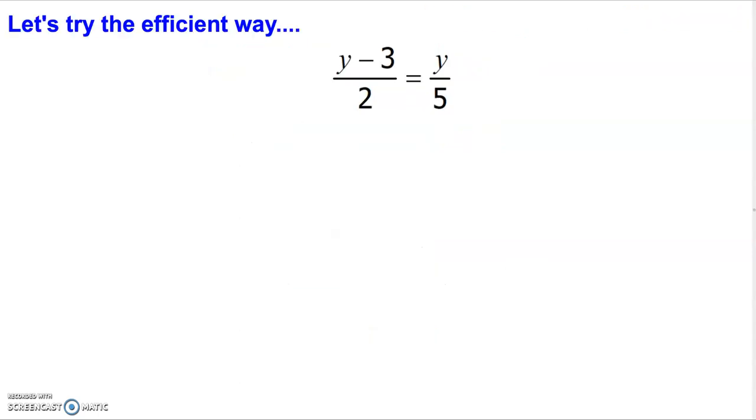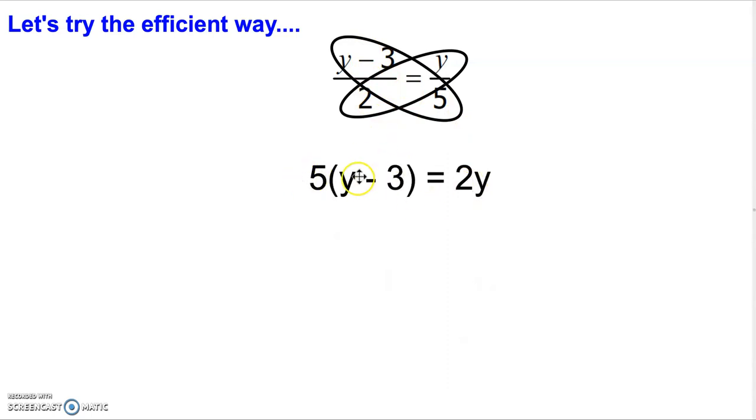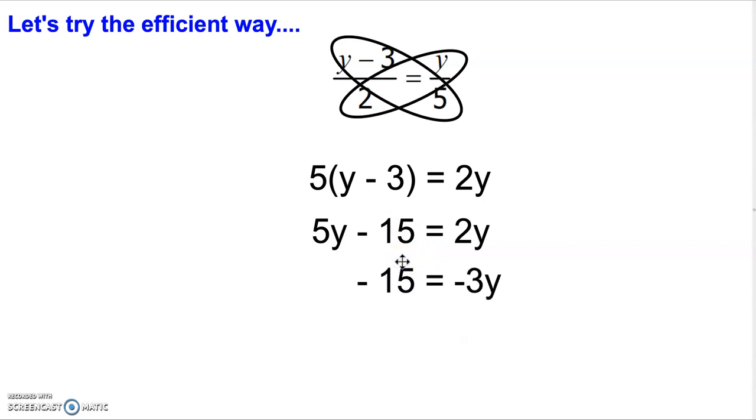Okay, let's try the efficient way with this example. So what we would do is we would cross multiply. So we're going to multiply the 2 and the y and the 5 times the y minus 3. And we will end up with this equation. 2 times the y, the 5 times the y minus 3. From here, we distribute, move over the 5y, and divide by -3. So we end up with a value of y equals 5.